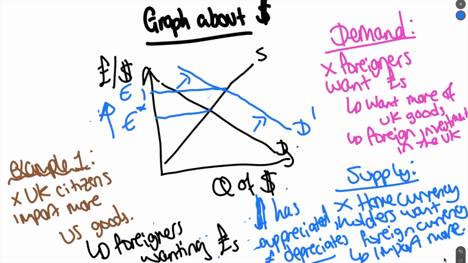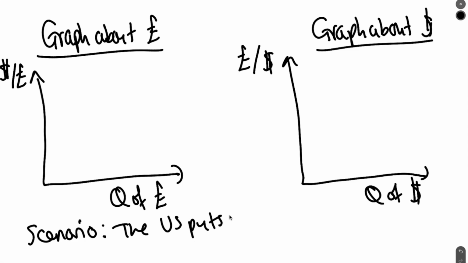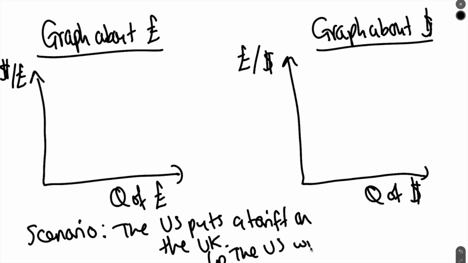Let's try another example to really hit this home. The scenario is the following: the US puts a tariff on the UK. So, what does this mean? This means that it's now much more expensive for the US to import goods from the UK. So the US will import fewer UK goods.